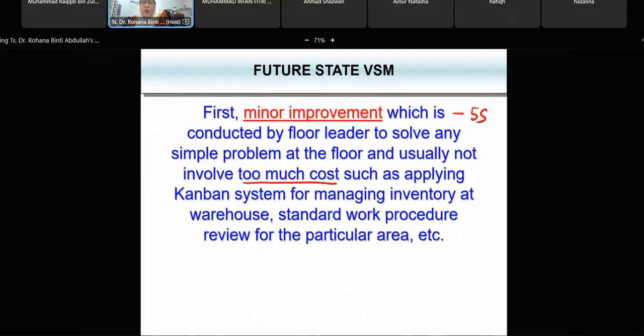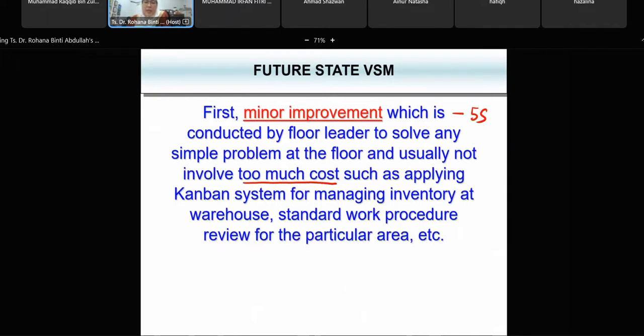Doesn't involve nak cuci. Right? Nak cuci. Nak apa, to clean the machine. Doesn't involve too much cost. Right, so that is why it's very popular. One tool that is very popular in the production line for minor improvement is 5S. Alright.